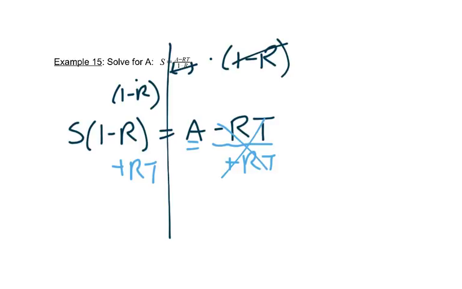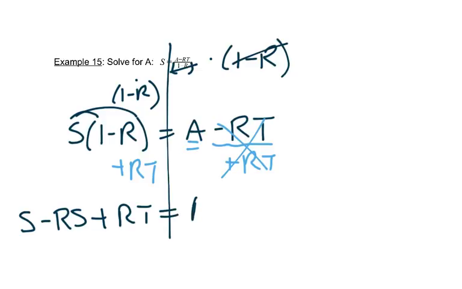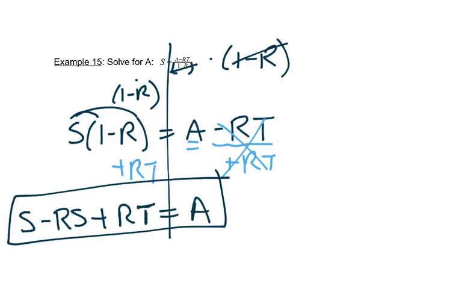Now you can distribute the s if you want to, but you don't have to. If we did, we'd have s times 1 is s. S times negative r is negative rs or sr. And then plus rt equals a. A is by itself, so we're finished.